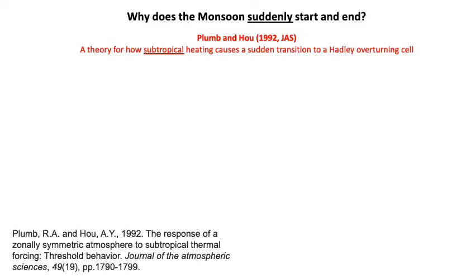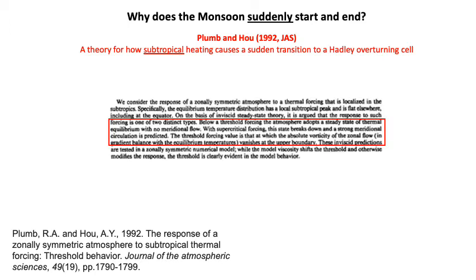Okay, so the work that really tries to answer this question, the seminal work, is from Plumb and Hou in 1992 in the Journal of Atmospheric Sciences, JAS. And it's a theory for how subtropical heating can cause a sudden transition to a Hadley cell overturning circulation. And so this reference is given in the bottom left. We'll include that in the Blackboard space. And I really encourage you to look at this. We're going to actually walk through this, or at least parts of this paper in detail here.